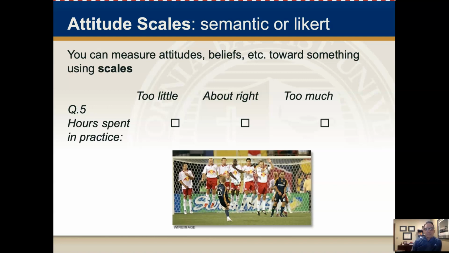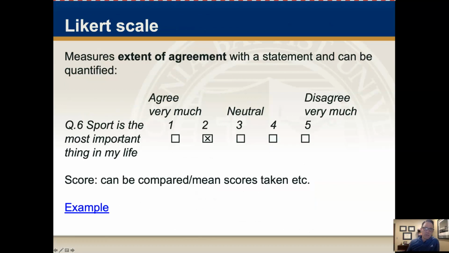How much time do you think we spend? So this is a coaching example where you might measure your athletes to say, hey, hours spent in practice. Is it too little? Is it about right? Or is it too much? So you get to decide how many levels or numbers that participants can choose from.